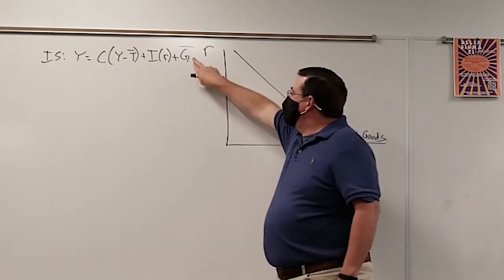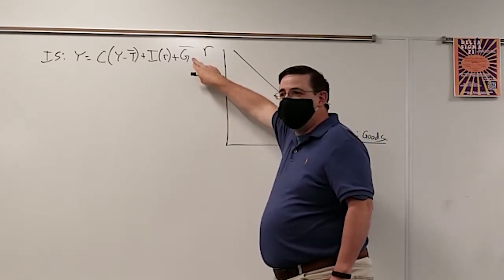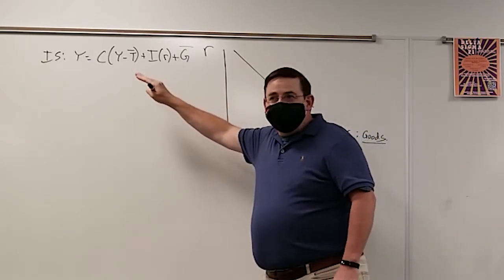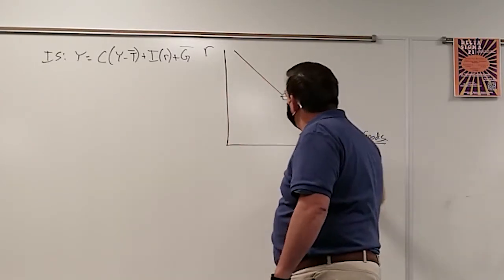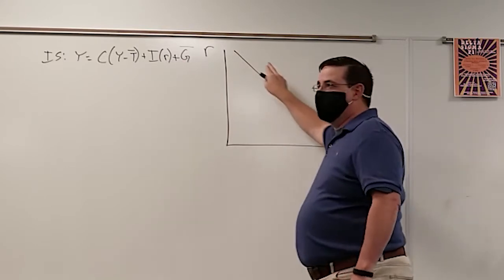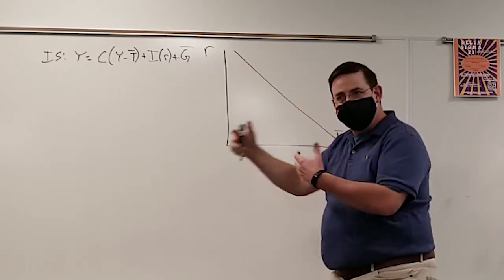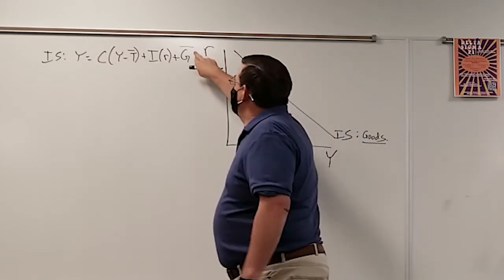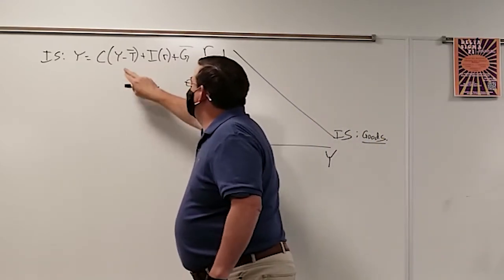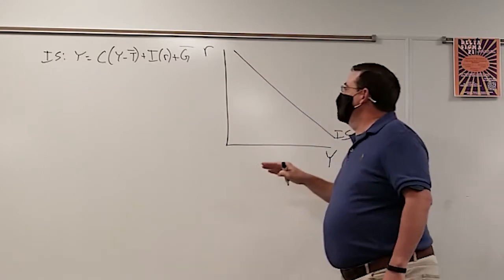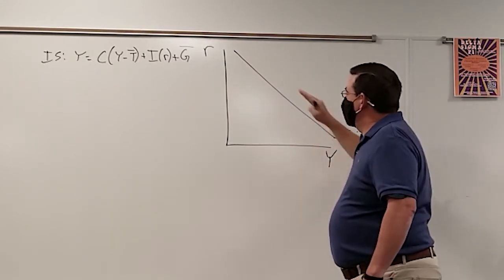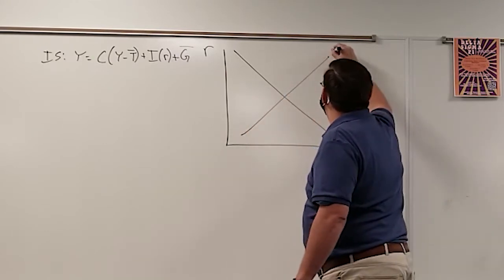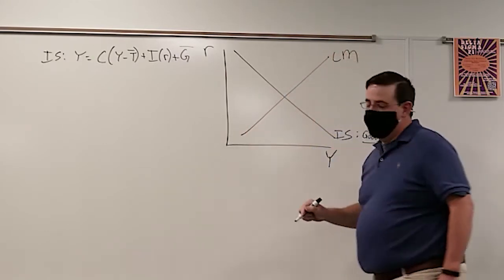If G, government spending, were to change, it would shift the curve. But if the interest rate or output changes, we move along the curve. So again, the difference between exogenous and endogenous variables is relevant here. So we put a little bar over the G and the T to remind ourselves that those would cause a shift in the whole curve. Okay. Then we also have the LM curve.